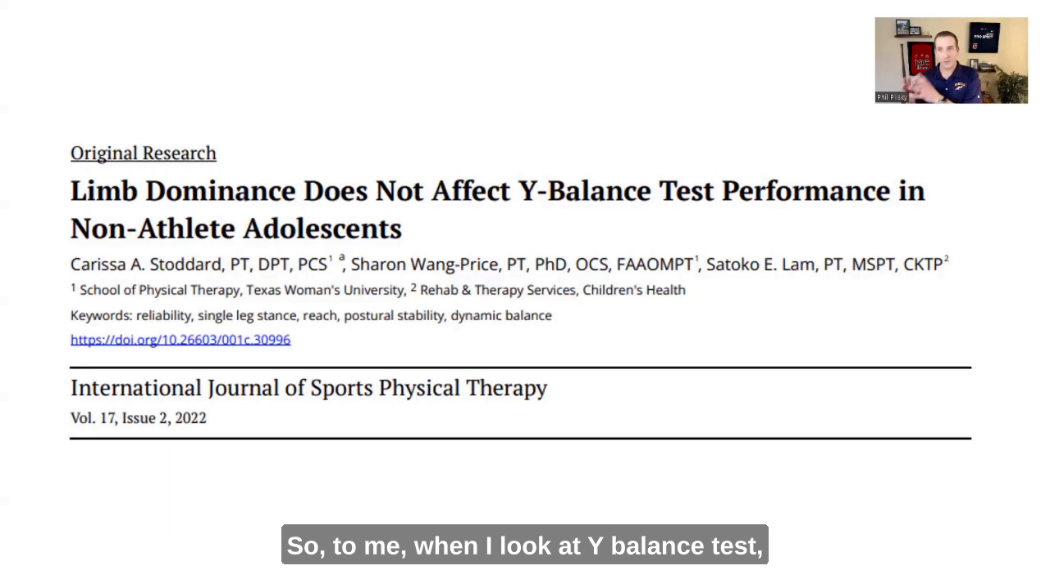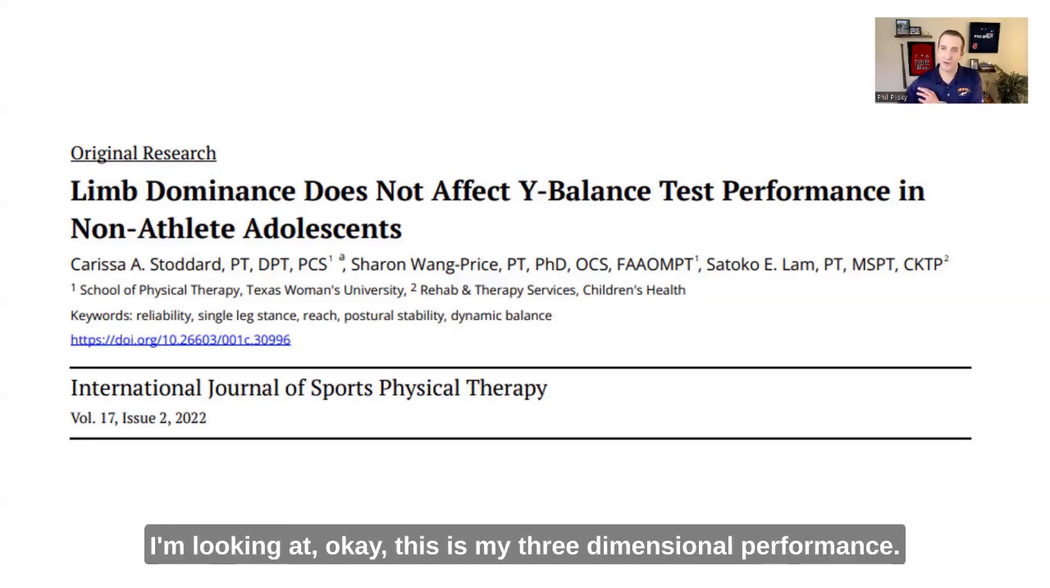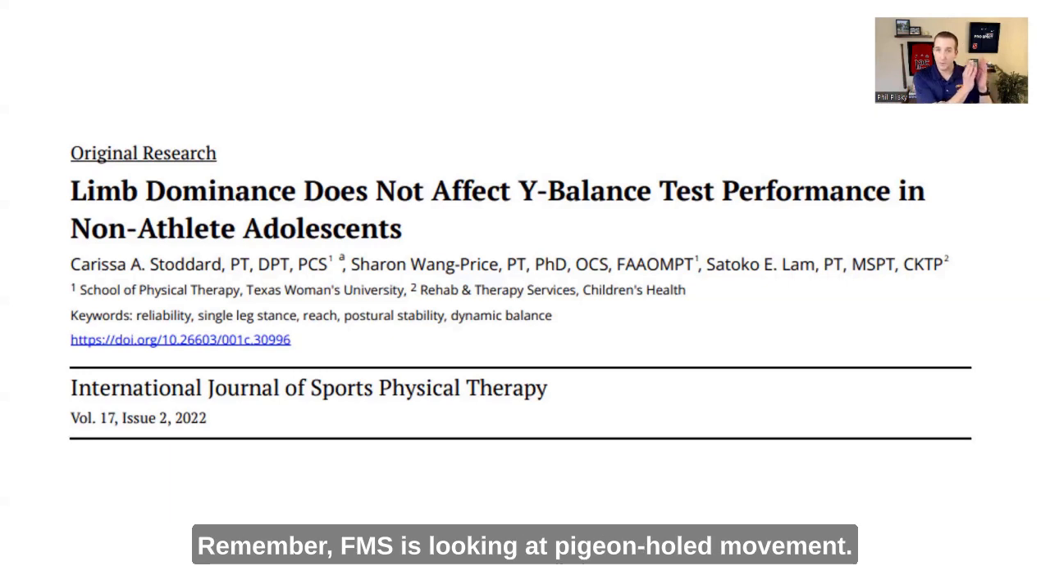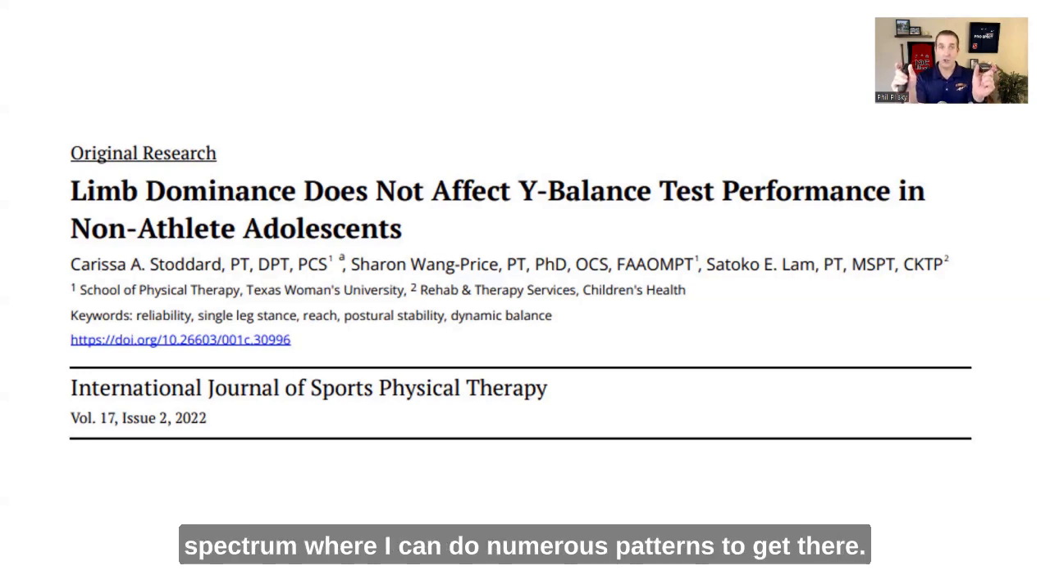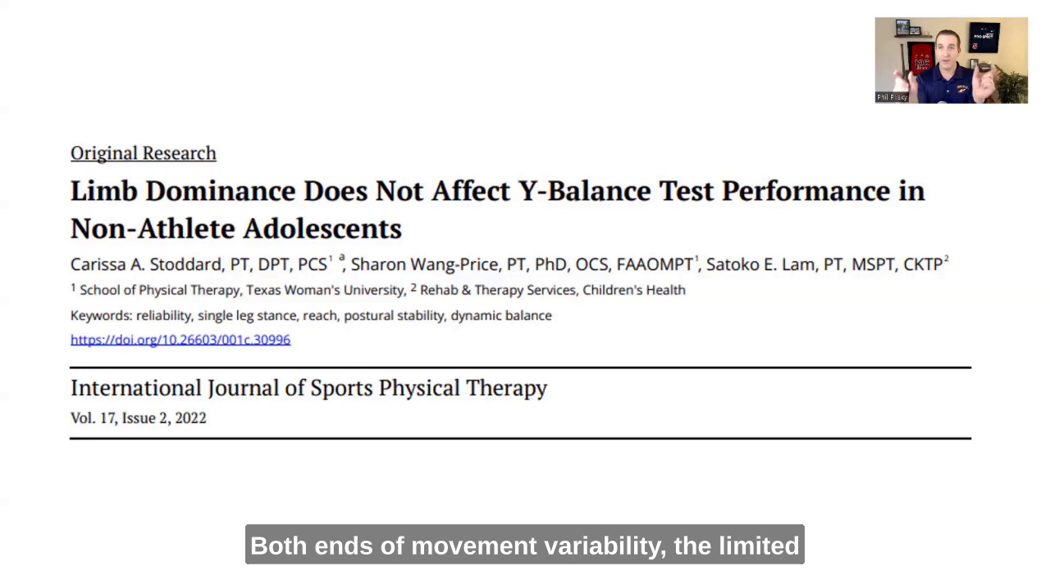So to me, when I look at the Y balance test, I'm looking at, okay, this is my three-dimensional performance. Remember, the FMS is looking at pigeonholed movement. The Y balance test is looking at the other end of the spectrum, where I can do numerous patterns to get there. Both ends of movement variability, the limited movement and the unrestrained movement, are really not affected by limb dominance or asymmetrical sports. And again, remember, almost all our training, whether it's cardio or cross training, is going to occur in a symmetrical pattern as well.